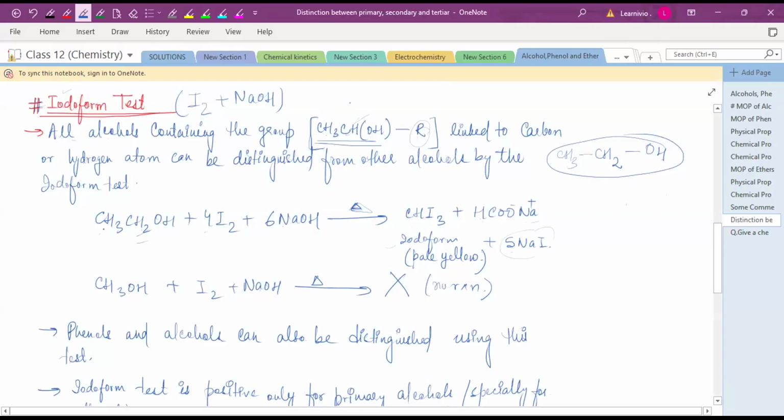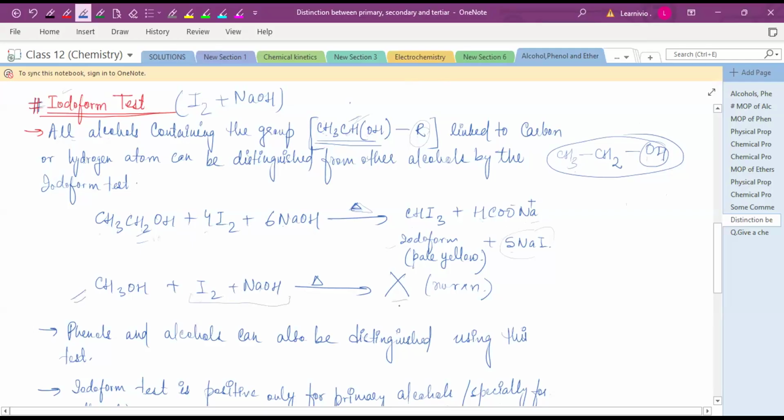So here you can check. This is CH3CH2OH, right? So OH is attached to CH2 and CH2 is attached to one methyl group CH3. So this group is present. That's why it gives the iodoform test. But if you take methanol, CH3OH plus I2, when you add the iodoform reagent, I2 plus sodium hydroxide, and you give further heat, there will be no reaction.